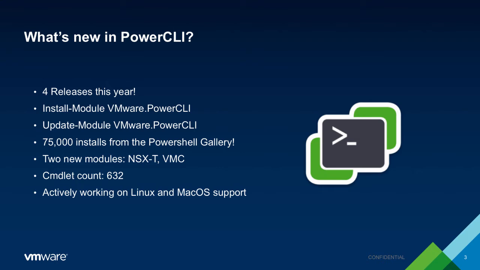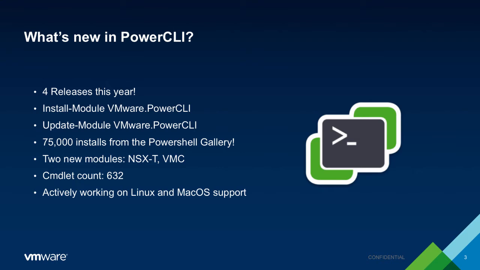Starting in PowerCLI 6.5.1, we are now in the PowerShell gallery, which is really amazing because it makes installation and updates very simple. So single command, Install-Module VMware.PowerCLI, and you have all of the VMware PowerCLI modules installed. When we get new updates, it's as simple as Update-Module VMware.PowerCLI, and you have the latest code. Since introduction to the PowerShell gallery, we've had 75,000 installations of PowerCLI.